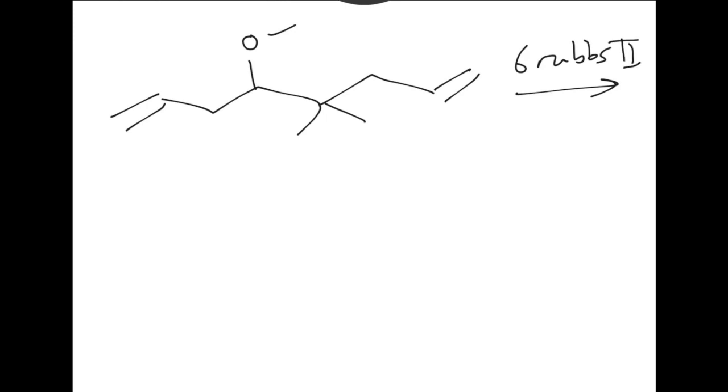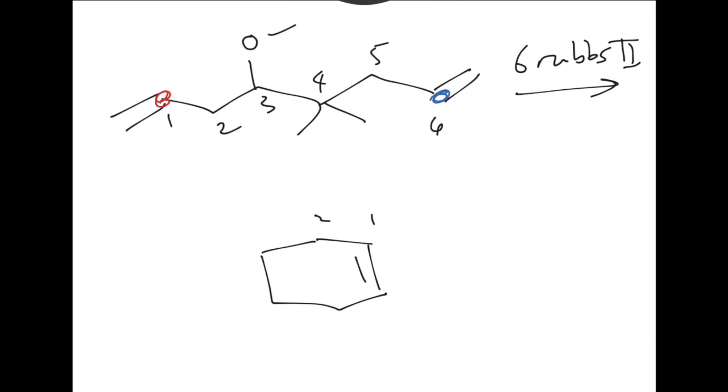Now, if you have groups on your chain between your double bonds, they're all going to show up in your product as well. So here I'm going to make a six-membered ring. Since you've numbered your carbons, you can say carbon 3 has a methoxy group, so carbon 3 in my product also needs to have a methoxy group. Carbon 4 is dimethyl, so carbon 4 needs to have a dimethyl. All the groups in your starting material are going to end up in your product.